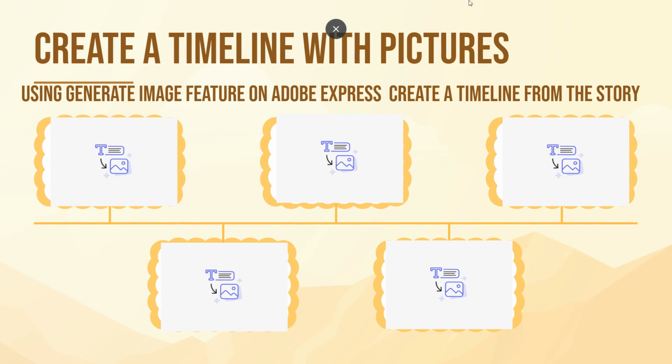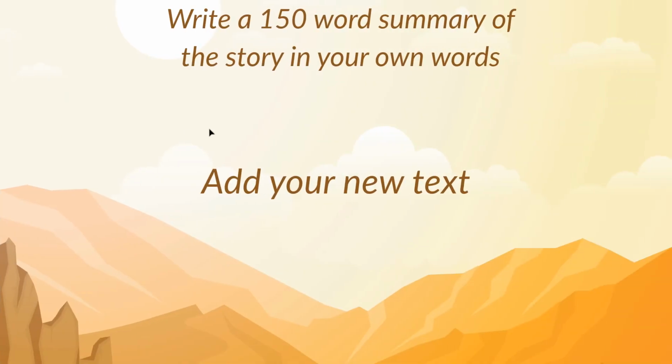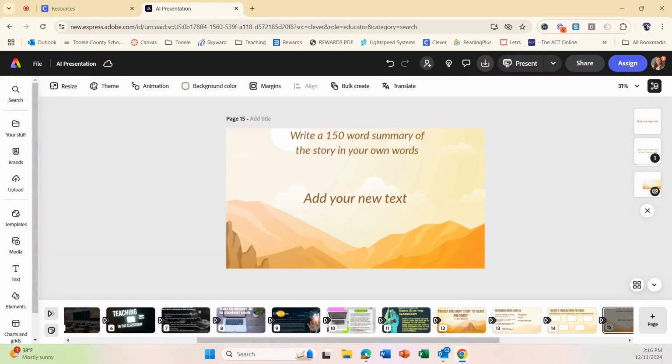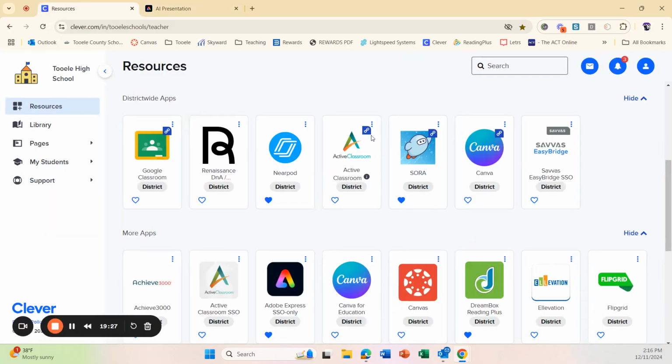Here I tell them, okay, I want you to create a timeline with pictures. You're going to use Adobe Express, and you're going to put a timeline of what happened in the story. When they click that button, it would take them to Adobe Express, and then to the generate image feature, and they are able to create the prompt that they would use to generate the image.